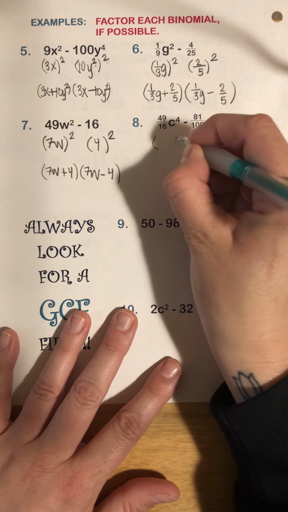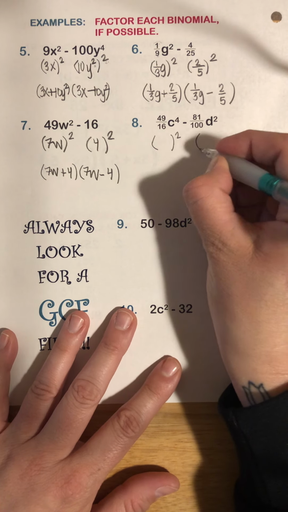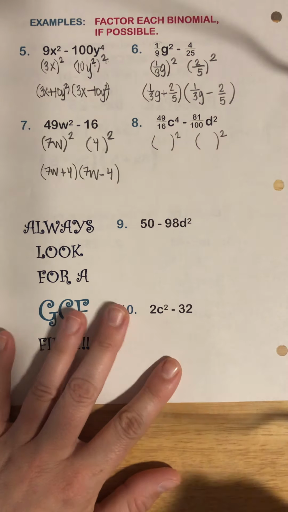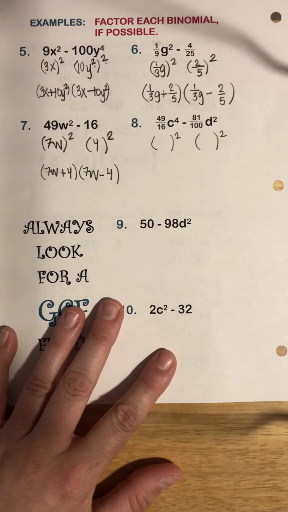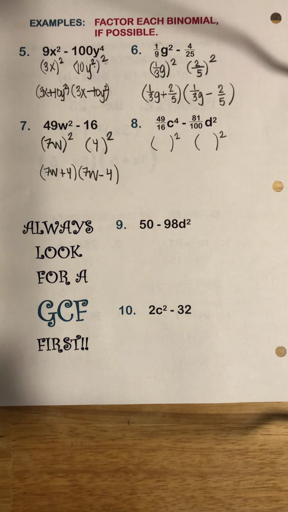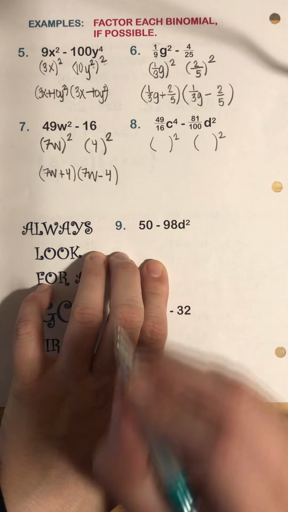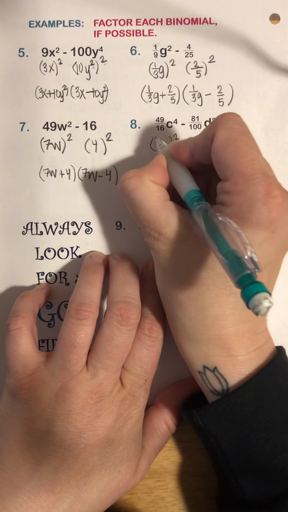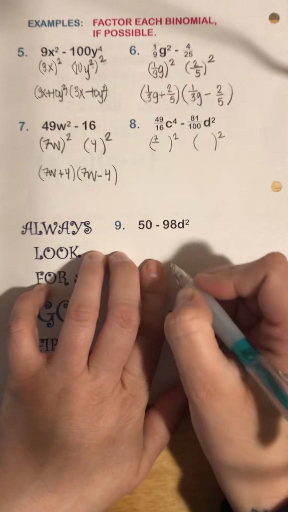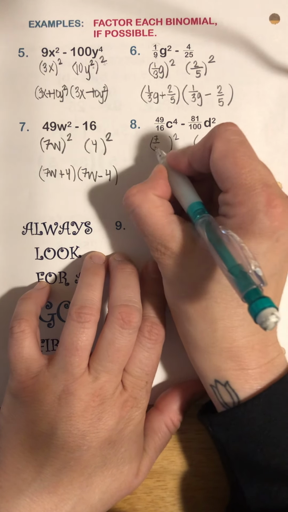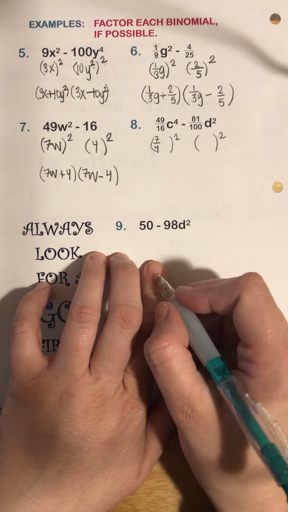All right, of course I threw in some more fractions because why not? Okay, here we go. So we got 49 over 16. So again, let's break it up and look at each number separately. What can you square to get a 49? That would be 7. What can you square to get a 16? That would be 4. Not too hard.